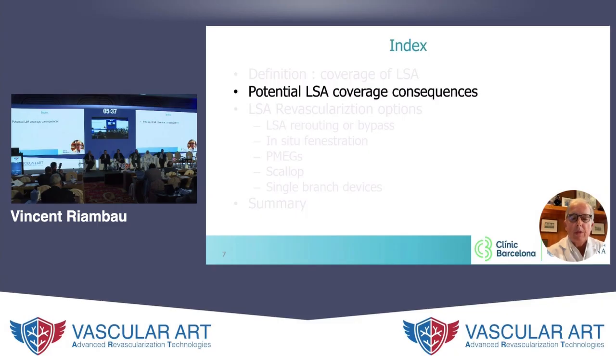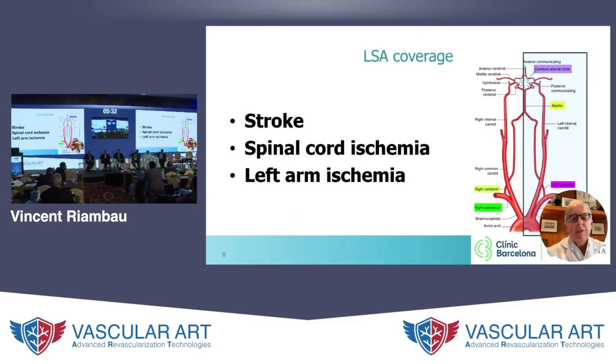About the consequences of the potential coverage of the left subclavian artery, there are three most important. The stroke is one of them. The spinal cord ischemia is the second one, and the left arm ischemia is also quite obvious if you cover your left subclavian artery. All of them are quite important. You can imagine there are specific circumstances, like, for instance, a mammary coronary bypass. Then, if you cover this artery, you can get some troubles in terms of cardiac ischemia.